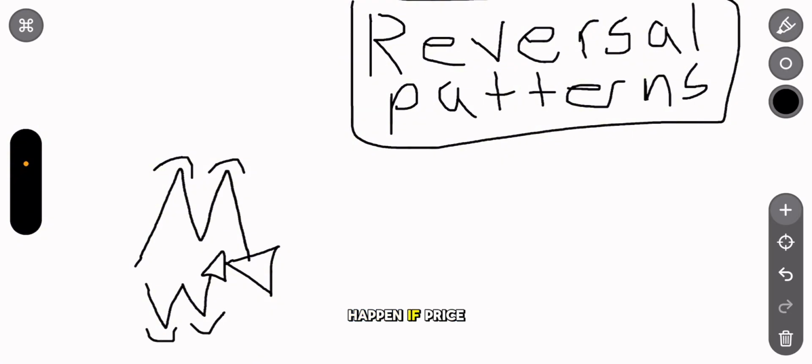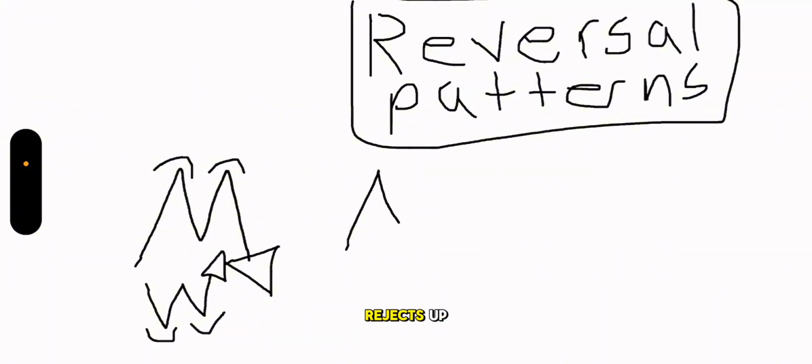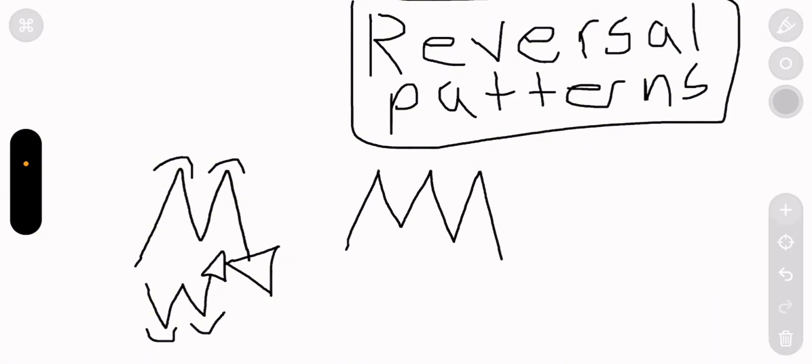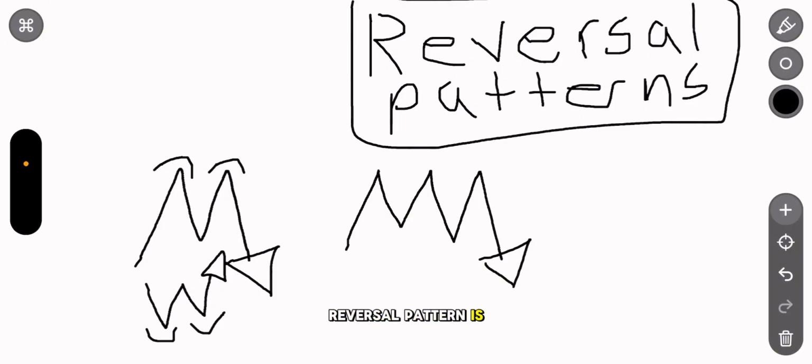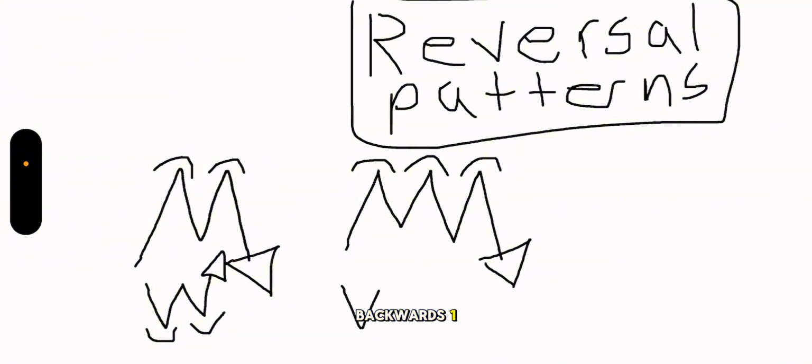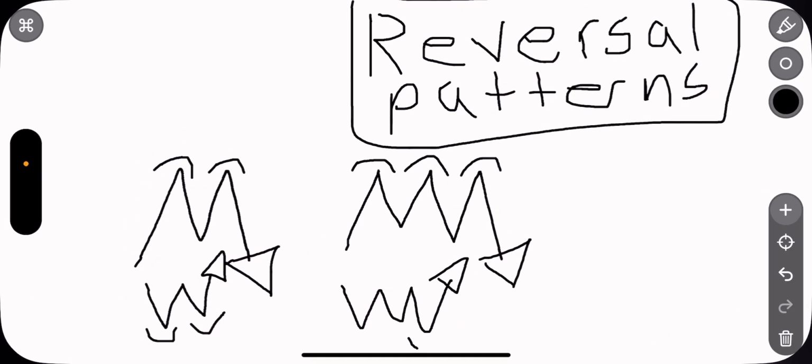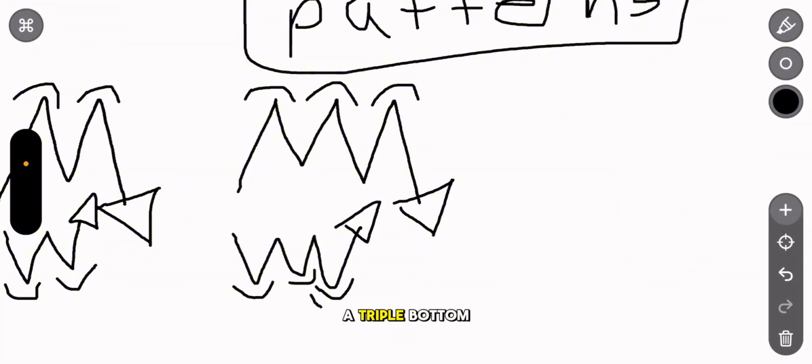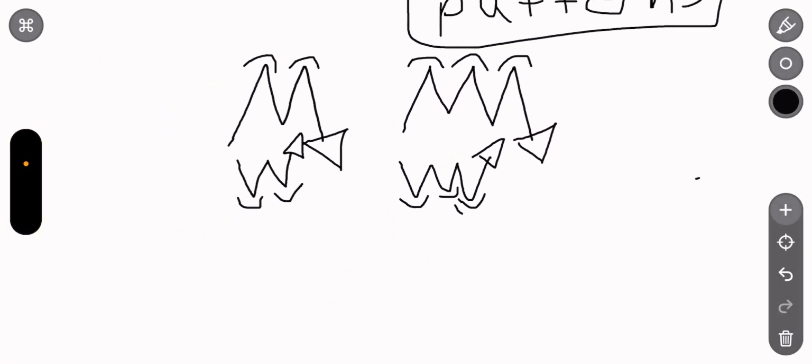The same thing can happen if price rejects the same level 3 times, right? So let's say price goes up, rejects, and up a 3rd time and rejects. That's also a reversal pattern. It's called triple top. 1, 2, 3. And the same thing backwards. 1, 2, 3. Boom, boom, boom. So that's called a triple bottom. Triple top, triple bottom. Very simple.